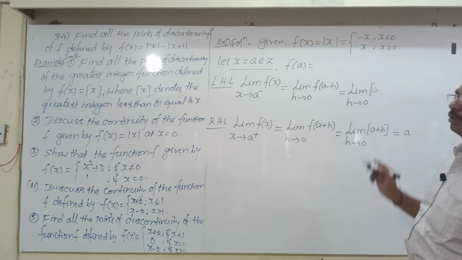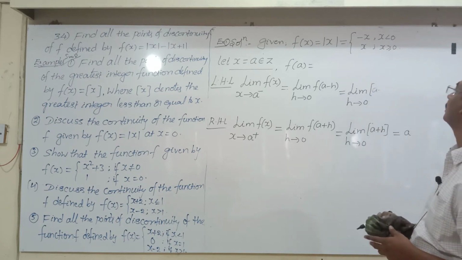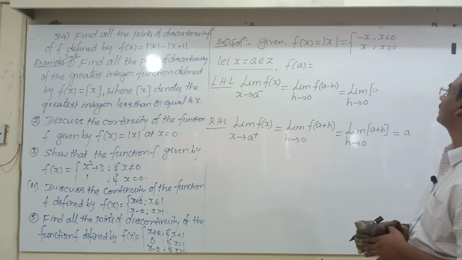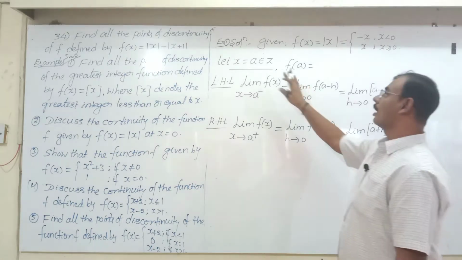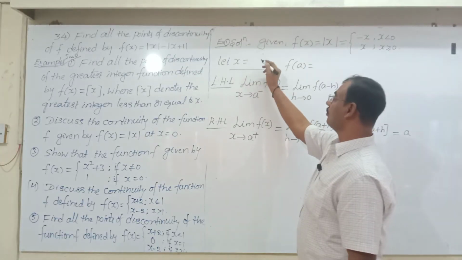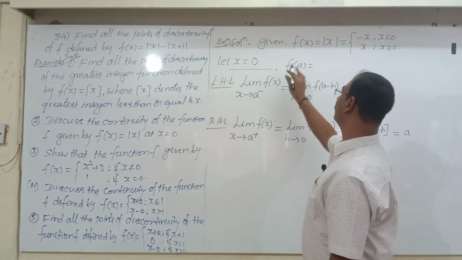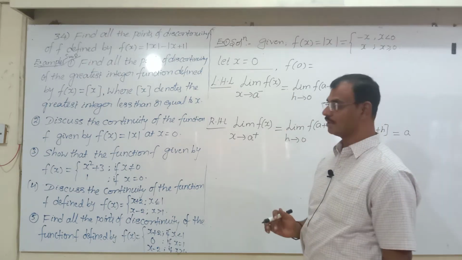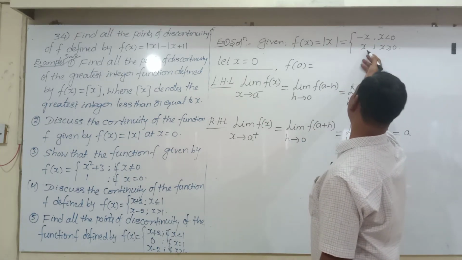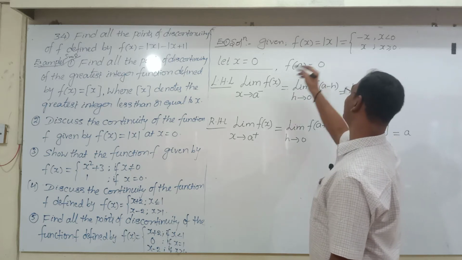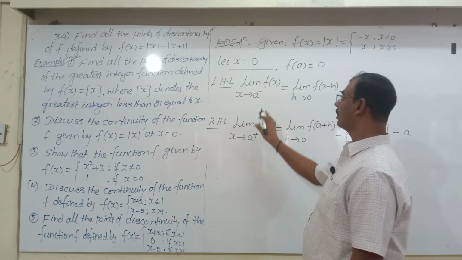Mod x is equal to minus x when x is less than 0, and x when x is more than or equal to 0. Now we have to find out, at x equal to 0, what is the f of 0 value. f of 0 is mod of 0, which is 0, substituting x value 0 here.